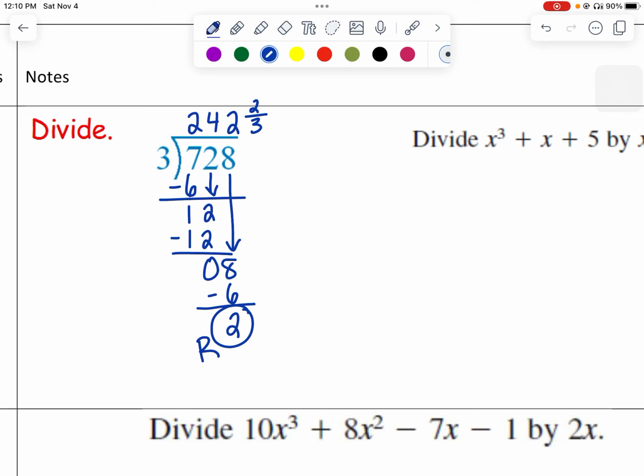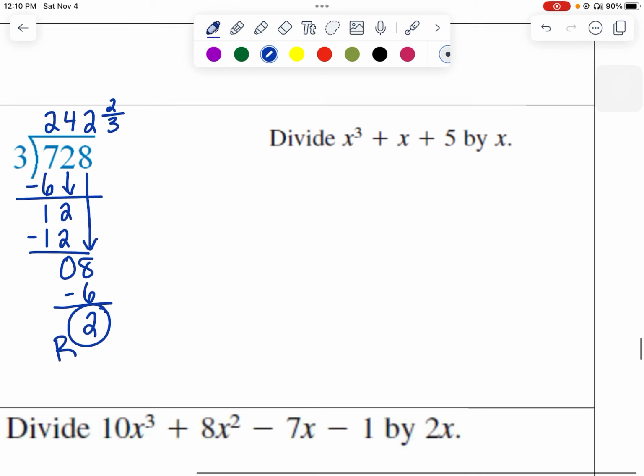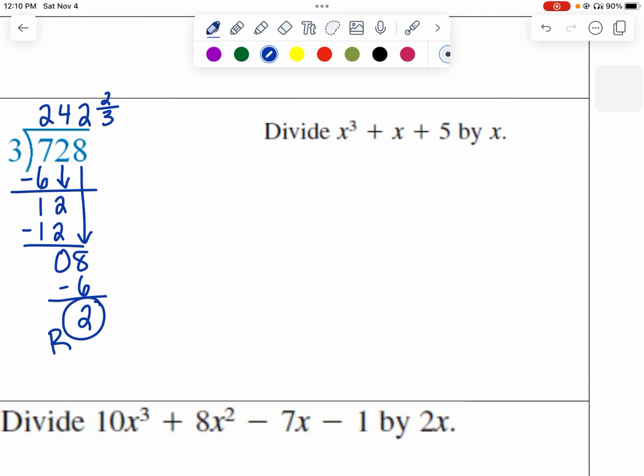It's probably been a while since you've done long division, and some of you might not have even learned the traditional method of long division, which makes it a little bit more challenging to do polynomial long division, but we have options here, so just hang with me. Let's try it with a polynomial.